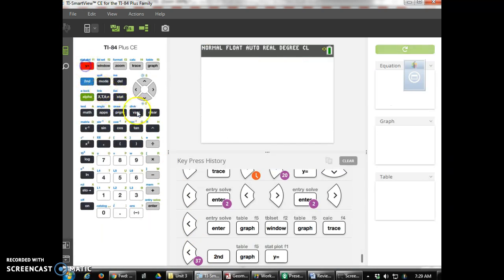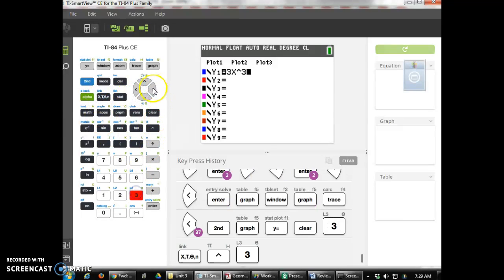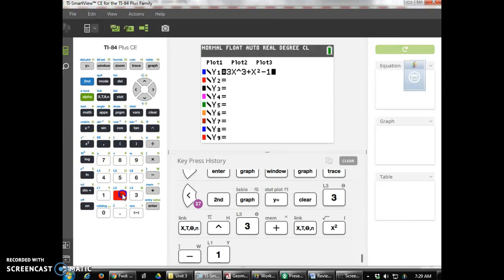So I'm going to go straight to the calculator, but then I'll come back and think about this in just a second. So go to the calculator, and this function is 3x cubed plus x squared minus 12x minus 4.